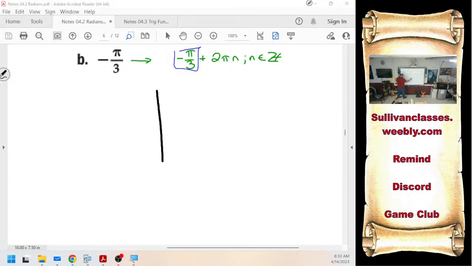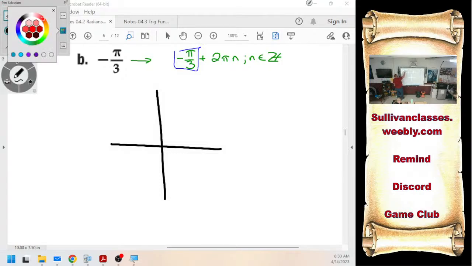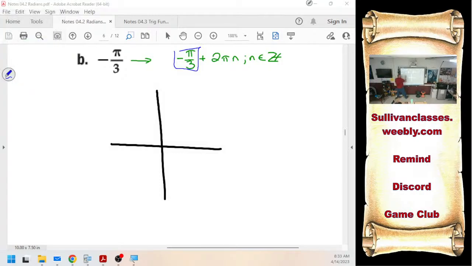What quadrant is negative pi over 3 in? Fourth quadrant. Pi over 3 is a third of the way to pi, a third of the way from 0 to 180, and negative means I go clockwise. So my initial angle is going to be about here, and we show the rotation, we say negative pi over 3.